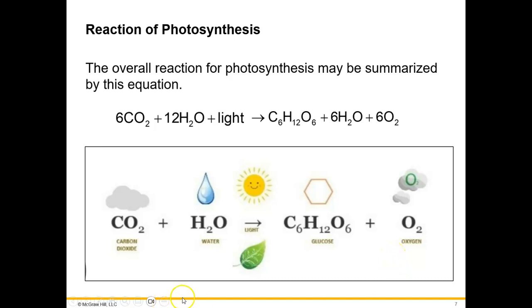So what are the two main reactants? Carbon dioxide and water. We're going to need both of those in order to be able to complete photosynthesis. And then light energy as well. Our main products are glucose and oxygen.